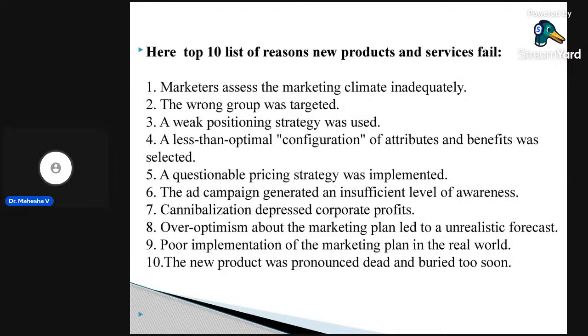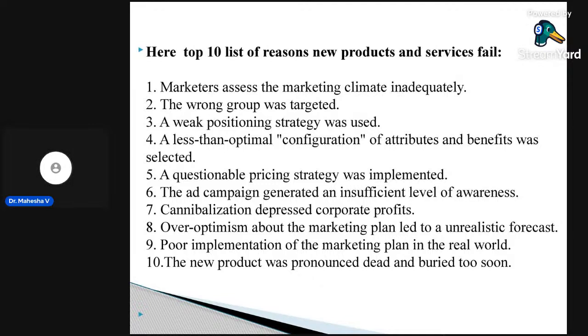A less than optimal configuration of attributes and benefits was selected. The configuration selected by them was not up to the mark. A questionable pricing strategy was implemented. The pricing strategy implemented was not good. The ad campaign generated an insufficient level of awareness. The awareness they created was not sufficient, it was incomplete.